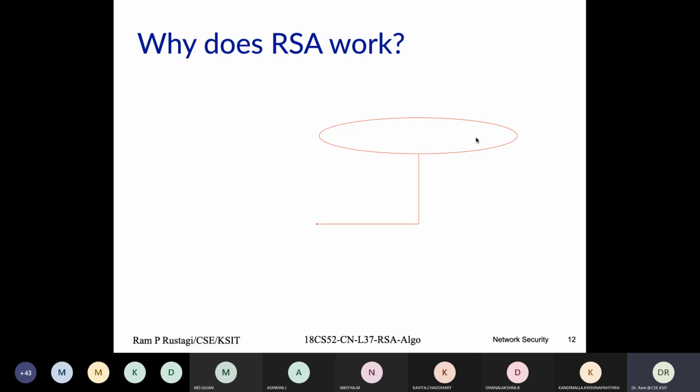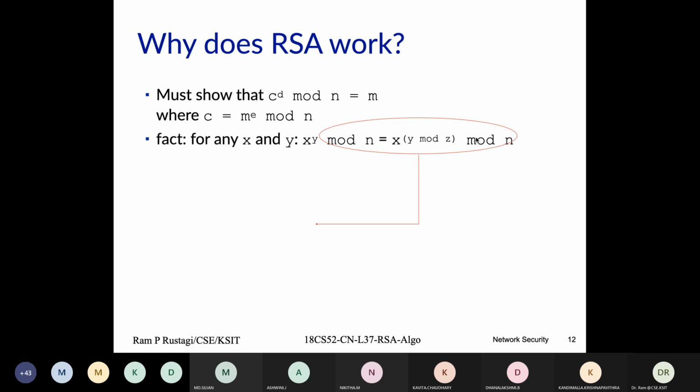I will not go into too much detail. If you want to go deep into the mathematics, we need to look at some other basic modular mathematics, but we'll make some basic axioms, and using that we'll show how it works. It is known that for any two values x and y, x raised to power y mod n, not xy, it is x raised to power y mod n, is the same as x raised to power y mod z mod n.